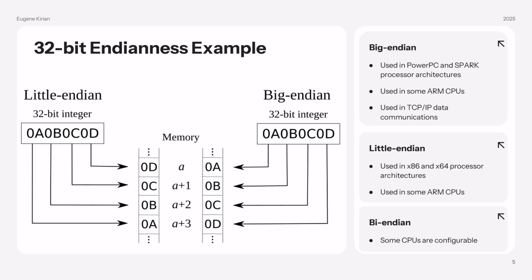But here's the interesting part. Some CPUs are bi-endian, meaning that they can be configured to use either a big endian or little endian byte order. This flexibility is useful in certain situations, like when working with data that's being transmitted over a network or when dealing with legacy systems. As a reverse engineer, understanding endianness is essential to accurately interpret and analyze binary data.